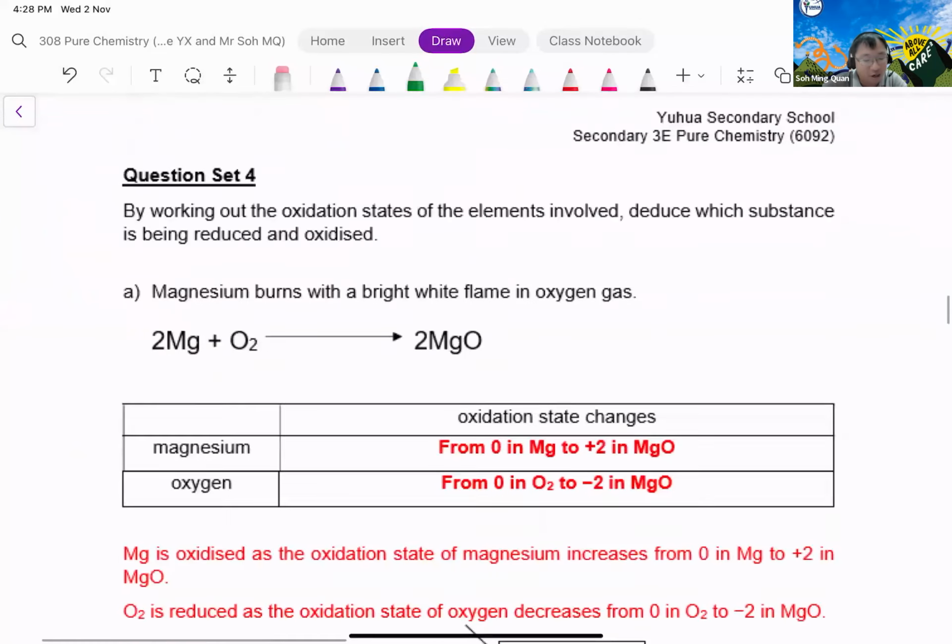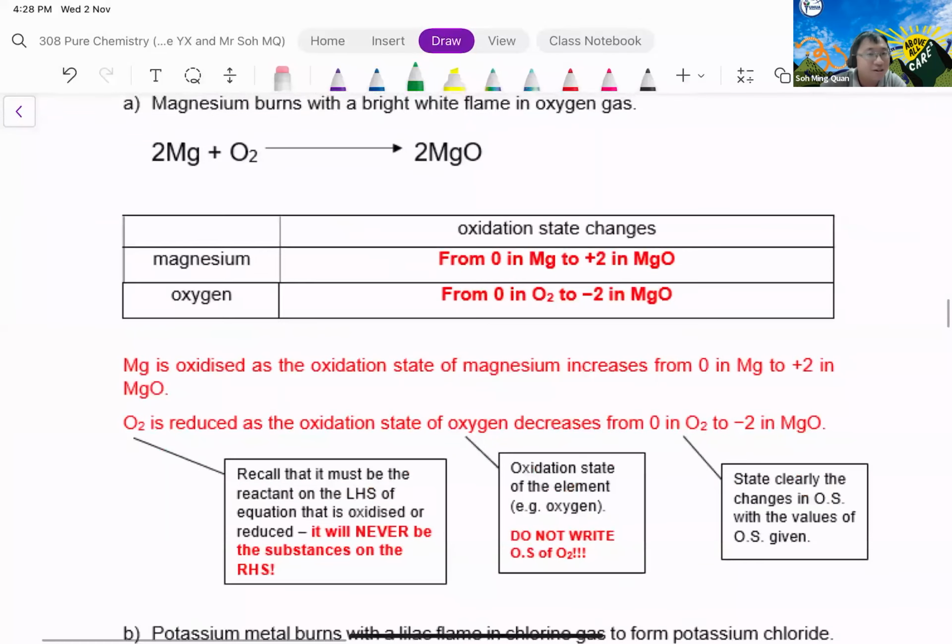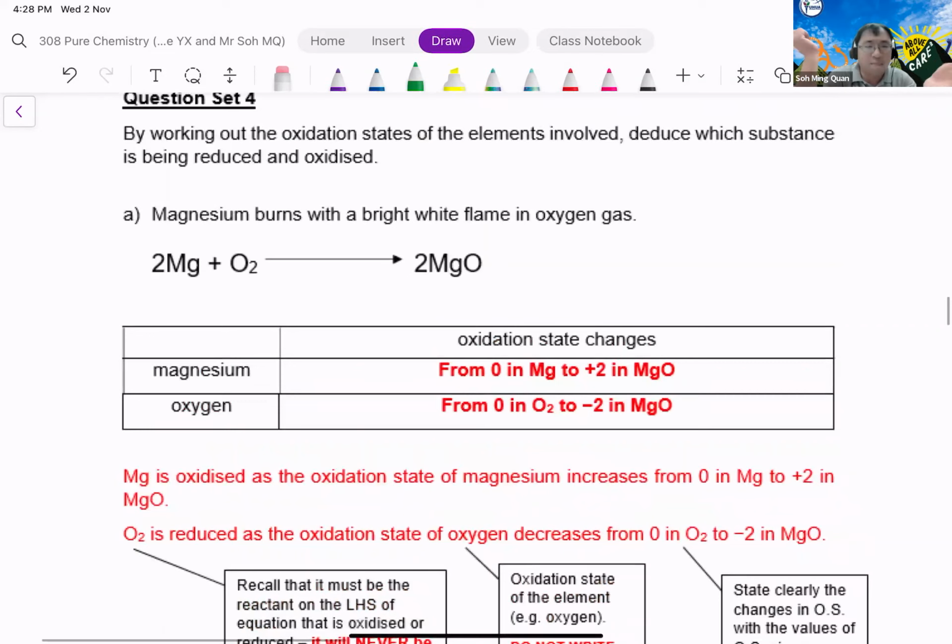So let's go to the next page. The next page is already filled in for you. Now, for redox, what's very important is to be able to write your answers in a particular format such that it's clear. So pay attention to the format in which I've written my answer. This is the typical question: by working out the oxidation states, deduce which substance is reduced or oxidized.